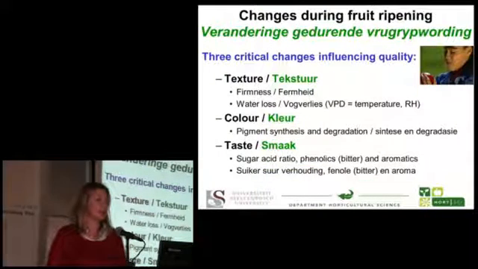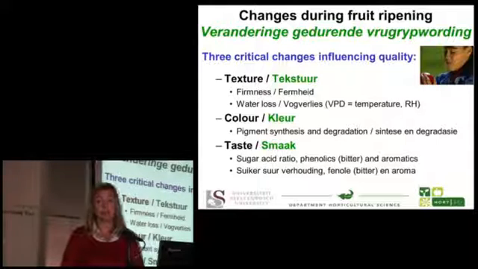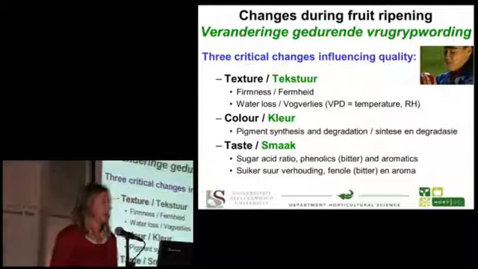So the changes during fruit ripening, we are looking at fruit ripening since maturity is ripening. There are three critical changes. Now, you know when you go and eat a fruit, the first thing you look at, or maybe experience, or maybe the second thing, I should have put color maybe first, but texture. The texture, the firmness, we all know that firmness decreases as a crop matures.